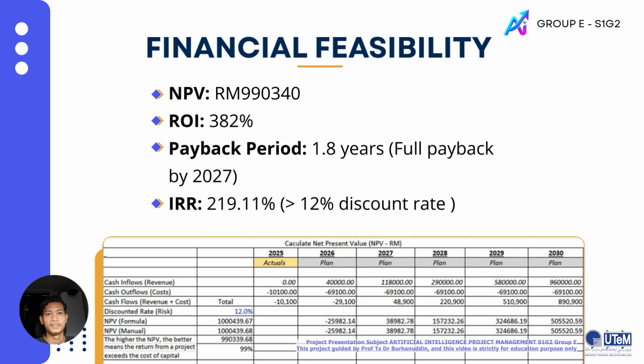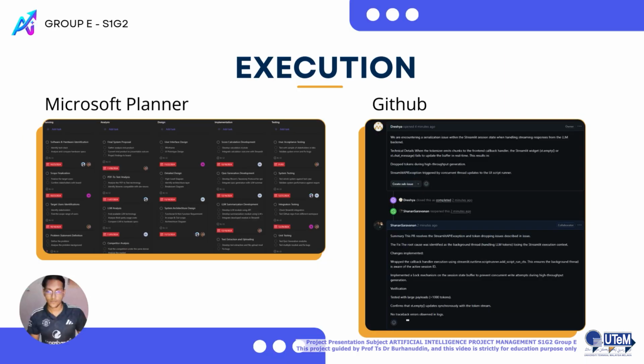So all 4 financial indicators, NPV, ROI, payback period, and IRR, confirm that this project is financially viable with significant value creation potential over the 6-year period.